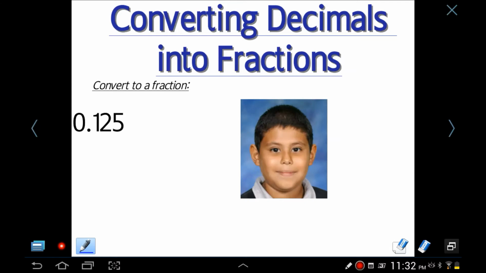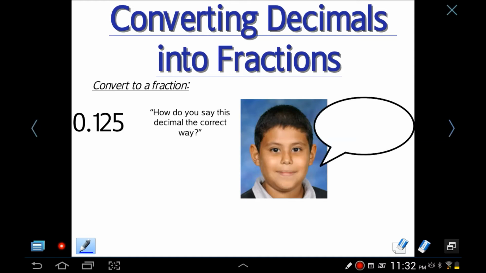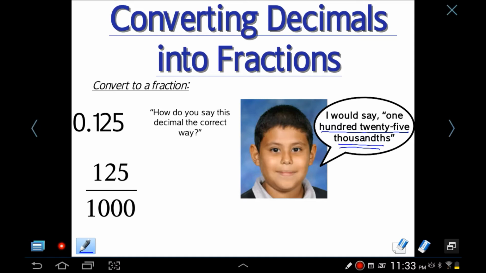We have 0.125. Now, I'm saying that wrong on purpose. And let's hear what Bryant has to say. Bryant would say this is 125. That's your numerator. Thousandths, and that's your denominator, 125 thousandths. That's a pretty big set of numbers there. So you can reduce by 5 repeatedly. There are a lot of ways you can reduce this, but divide by 5, that works. 125 divided by 5 is 25, and 1,000 divided by 5 is 200.